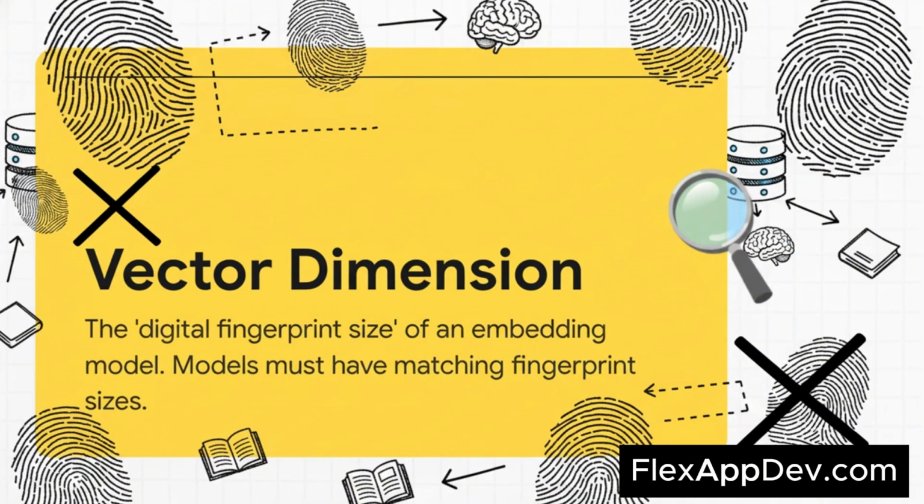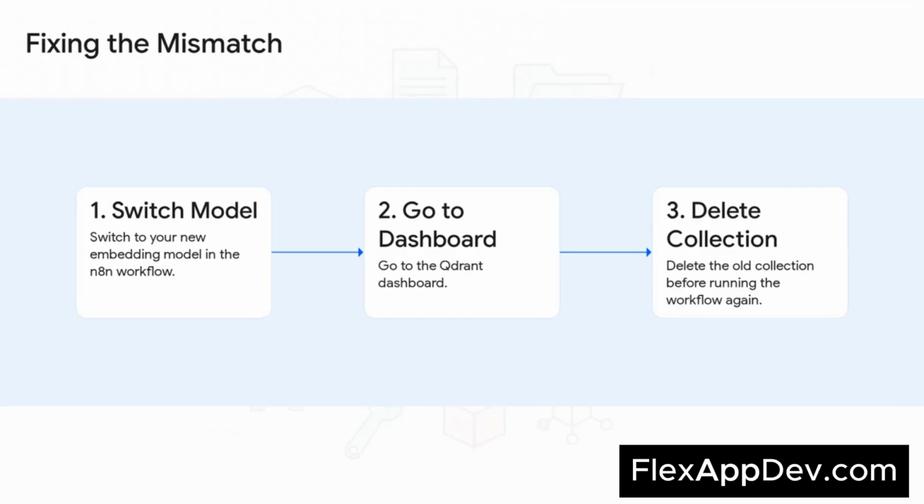This error is just the system telling you, hey, the new librarian you hired is trying to find fingerprints that are a different size than the ones we already have on file from the old librarian. That's it. They just have to match. And the fix is a piece of cake. First, you just make sure your n8n workflow is officially using the new embedding model you want. Then you pop over to the Qdrant dashboard and just delete the old collection of documents. That's it. The next time you upload files, they'll get stored with the correct new fingerprint size, and that error will be gone for good.